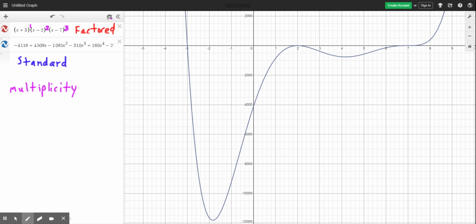So the first zero there, x plus 3, is occurring over here at negative 3. And the way that we see that is not only by the exponent, but by the shape of the graph at that particular zero. And what we want to see is at that particular intersection there, where this is crossing the x-axis, we get this very linear pattern. So a first degree multiplicity, or multiplicity of 1, cuts through the x-axis like a line.